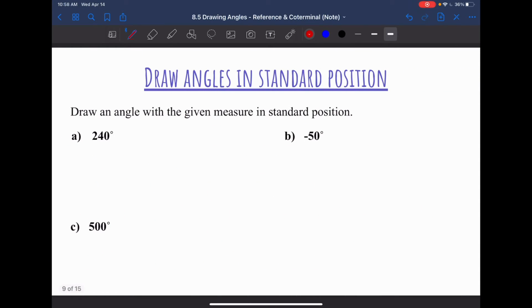All right, so let's draw angles in standard position. For your homework, it's going to be multiple choice and you have to choose the correct answer or correct graph. So let's draw an angle with given measure in standard position. So now I have to draw 240 degrees. So first I will draw the X and Y plane, right? What did I say? This is 180 degrees. I have to have a 240. So let's see where is 240.